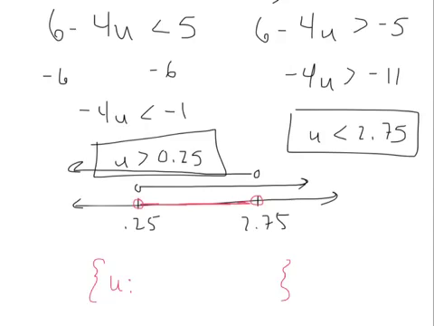Tori May. 0.25 is less than u, and then is less than 2.75. Good. Be careful, you said 2.5. 0.25, less than u, less than 2.75. So u ranges between those two quantities. Georgia? I wrote it in fractions, is that okay? Yeah, if you wrote 1/4, less than u, less than 11/4, that works, absolutely. Fractions are fine with me.